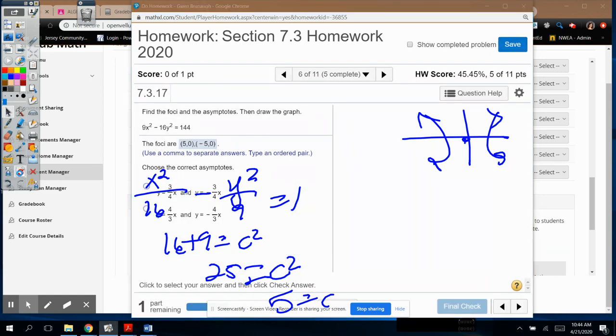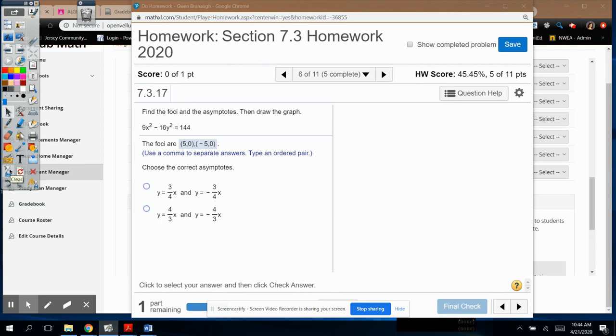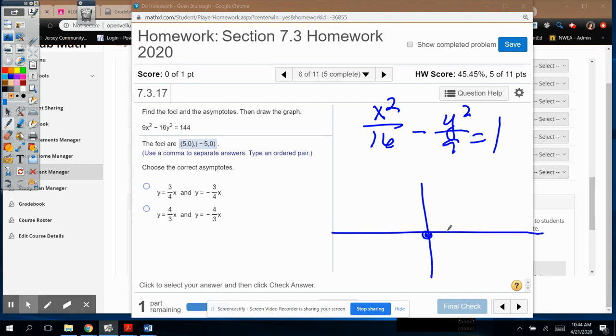Okay, now what are the asymptotes? Let me write that equation down. x squared over 16 minus y squared over 9 equals 1. Okay, so if my center was at 0, 0, in the x direction I'm going 4. Why am I going 4 in the x direction, guys? Because that's where the vertices are. a squared is 16, and I'm going to go 4 in the x direction. In the y direction, I'm going to go 3.